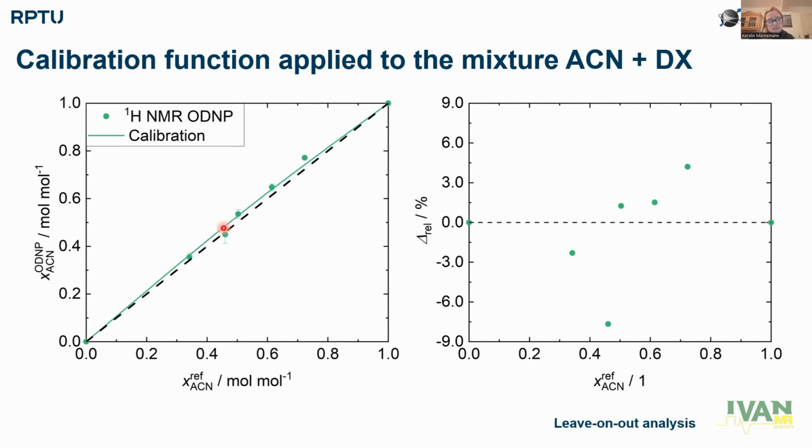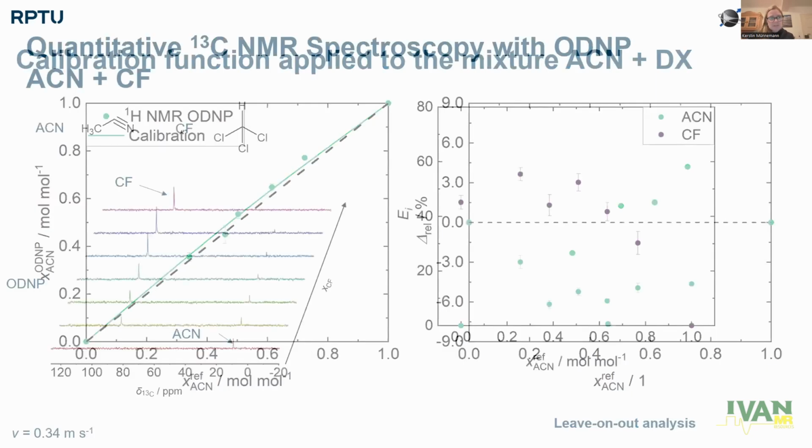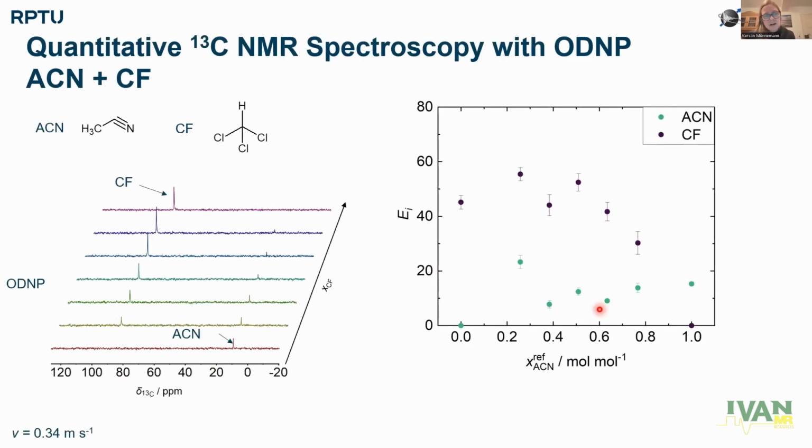But we can apply our calibration function also on this sample, of course, and then we do that leave-one-out analysis, and the highest error we get here is around 6%, and that is because the hyperpolarization did not work that well in the sample, and therefore, of course, the integration is not as good as in highly enhanced spectra. Okay, now we will see if we can use that also for carbon-13.